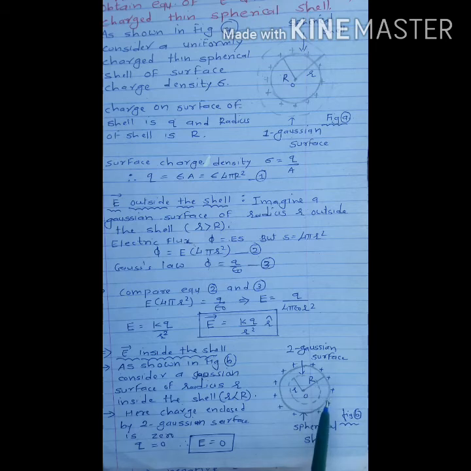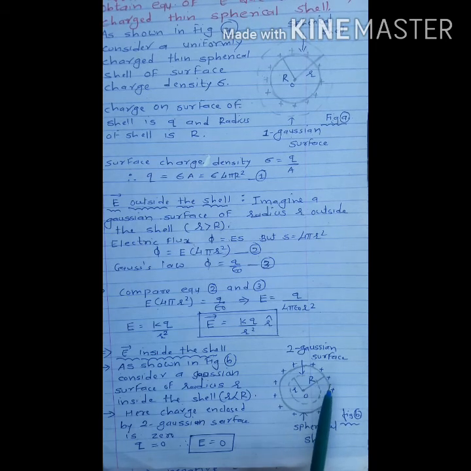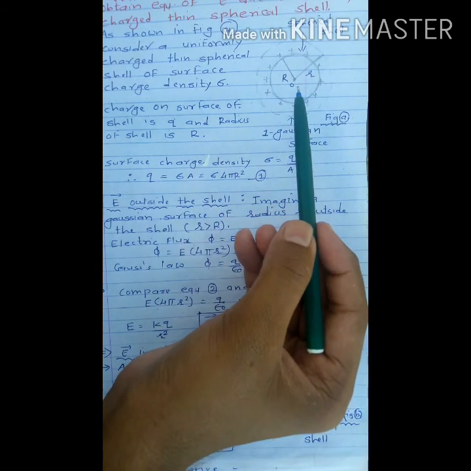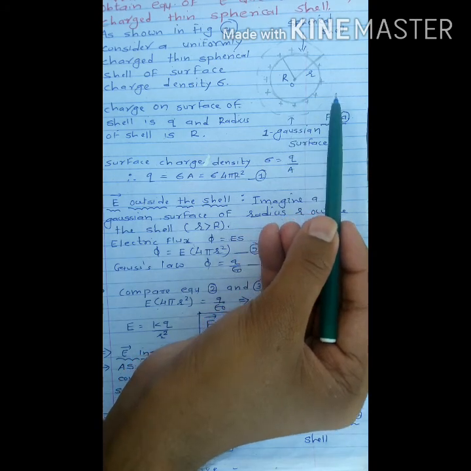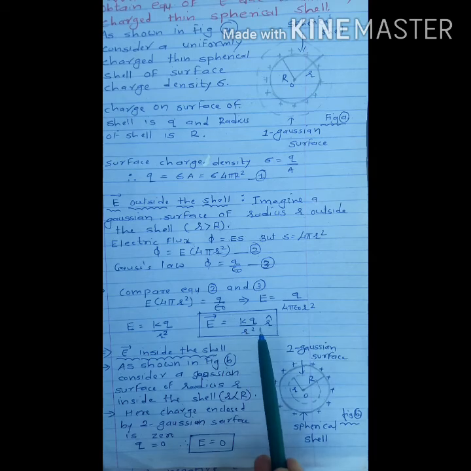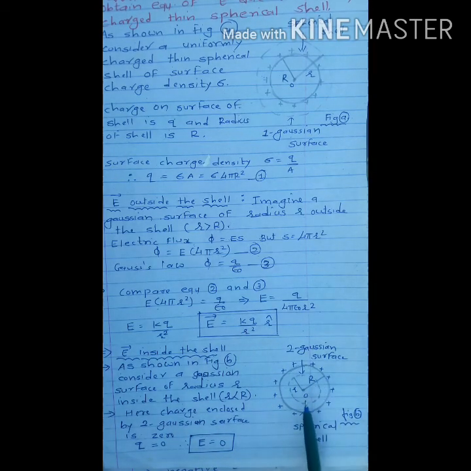So this is the derivation of electric field produced by a uniformly charged thin spherical shell. Here the electric field outside the spherical shell is given by Kq upon r square into r cap, while the electric field inside the spherical shell is always 0. Remember this question. This is an important question of this chapter, and we will use this concept in our next chapter also. Thanks.